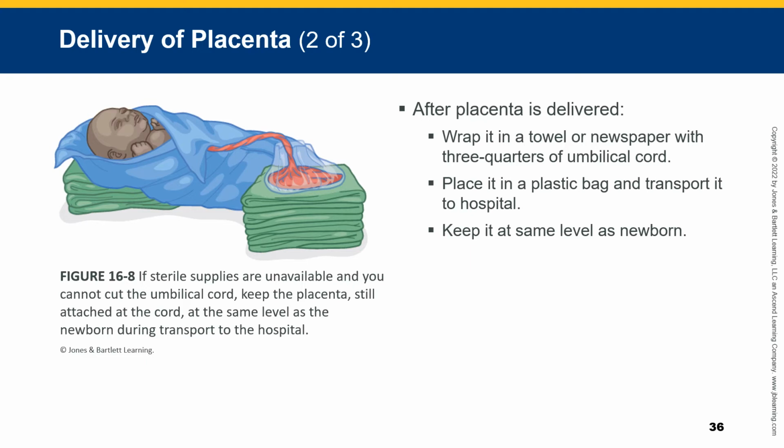After the placenta is delivered, wrap it in a towel or newspaper with 3/4 of the umbilical cord. Place it in a plastic bag and transport it to the hospital. Keep it at the same level as the newborn to prevent blood from the newborn flowing back into the placenta.